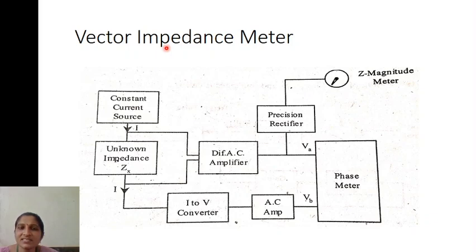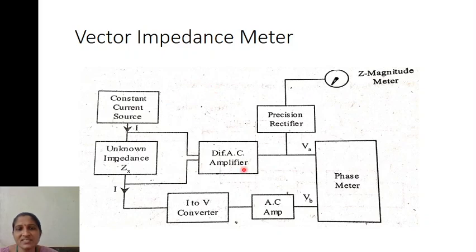If you represent it in the rectangular form, it is represented as R plus jX. If you represent it in the polar form, you can denote it as Z at an angle phi. Z indicates the magnitude and phi indicates the phase angle. So our aim is to measure the impedance magnitude as well as the phase angle. So this is how these two are going to be determined.